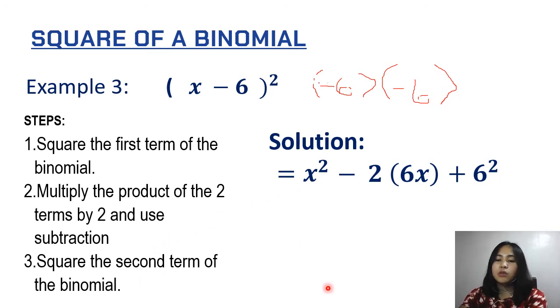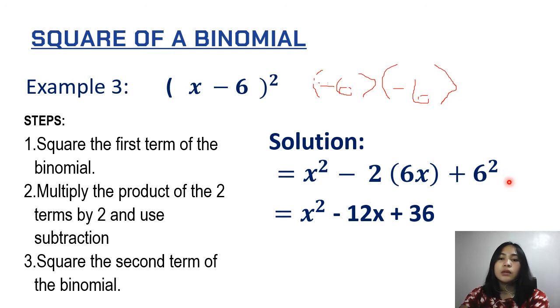Now, if we will solve this one, we have x squared. Now, 2 multiplied by 6x, we have negative 12x. And if we square the 6, we have 36. So, this is how we solve the square of a binomial if we have the subtraction operation. What is the difference between addition and subtraction? The only thing that changed is the middle term. When it is positive, the middle term is positive, but when it is negative, the middle term is negative. And the rest is positive.